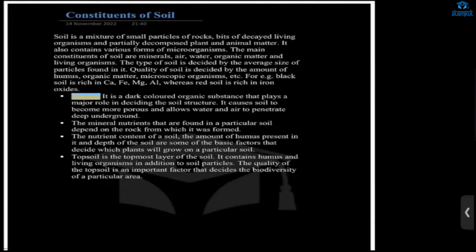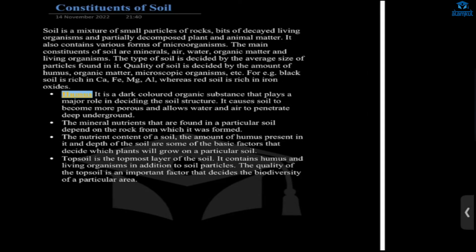Now, what is the constituent of soil? What does it contain? It contains mineral nutrition. Different soil has different nutrition content. There is something called humus. It is the dead, decomposed matter, which is rich in nutrition. It helps in the growth of plants.